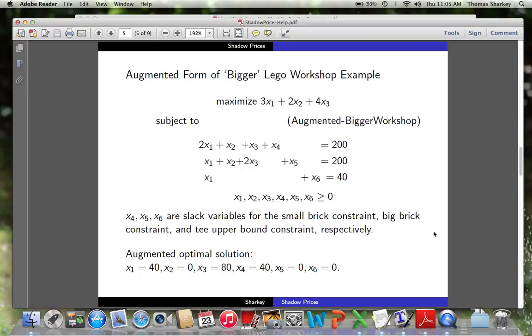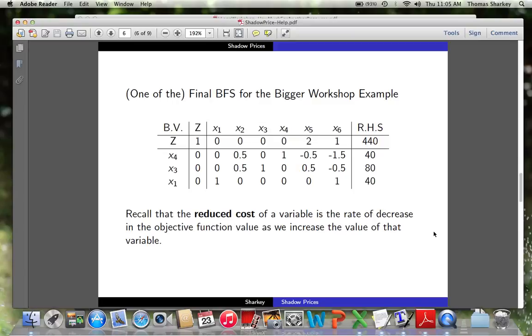So x4 has a reduced cost of 0, its shadow price is 0. And it's not a coincidence that the shadow price matches up with the reduced cost. What we're going to do is talk about the more general relationship: if I look at the reduced cost of a slack variable associated with a constraint, that actually gives me the shadow price for the resource associated with that constraint.